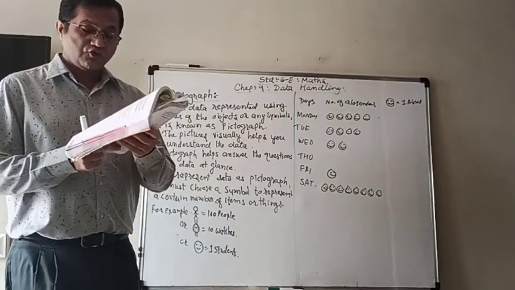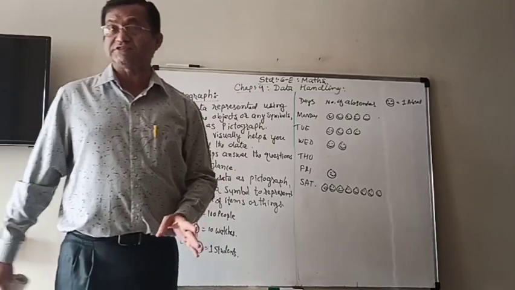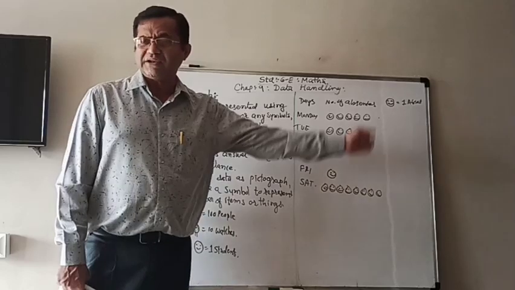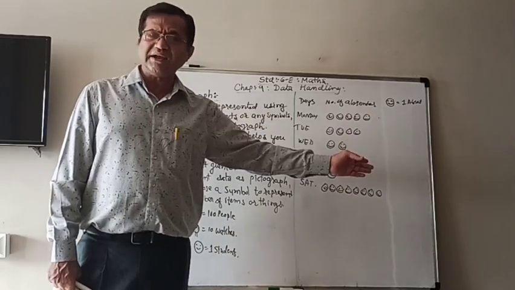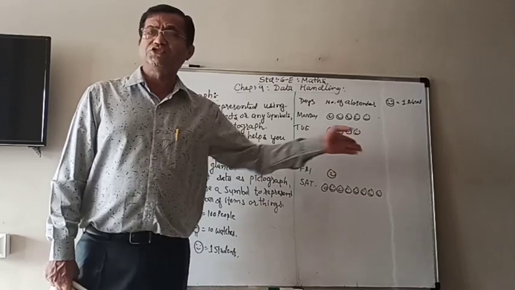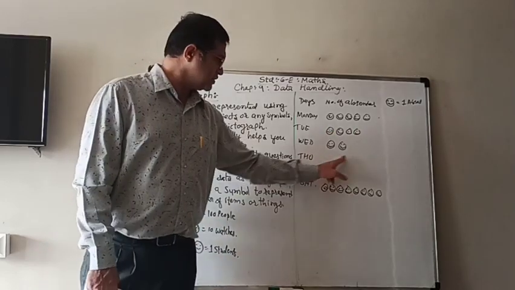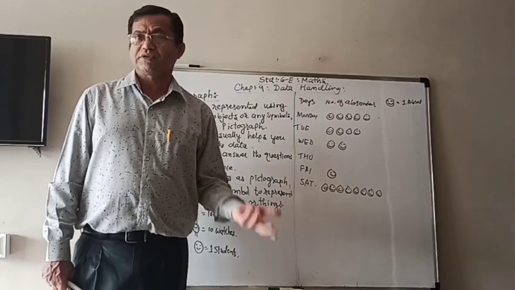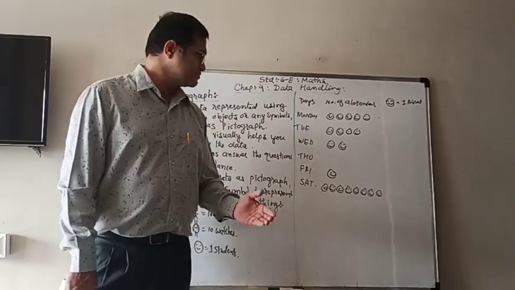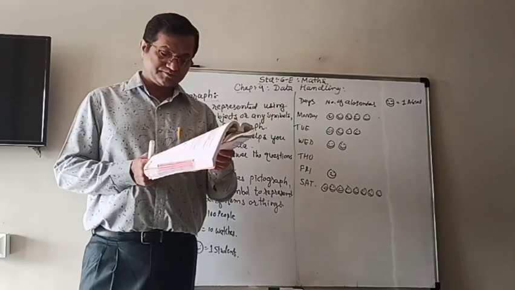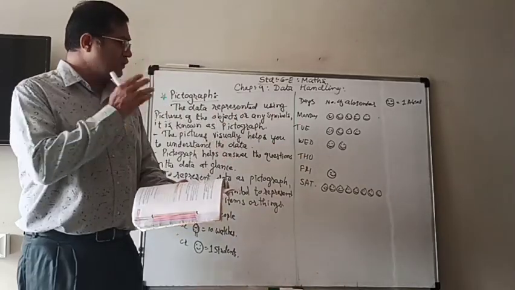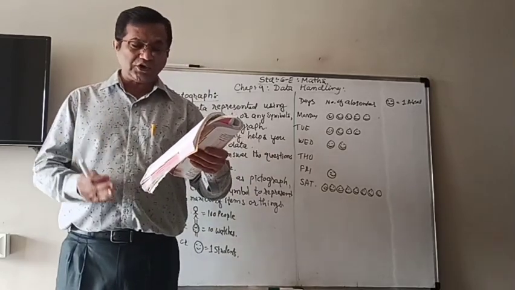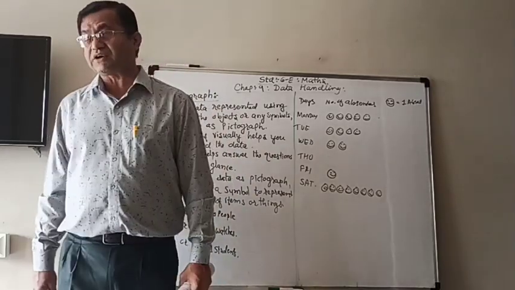The second question is, which day had full attendance? Full attendance means no absentees. Then look at the pictograph. Is there any day such that there is no picture drawn? Yes, you can see that on Thursday. No smileys means no absentees. It means that on Thursday it was full presence. It was full attendance.